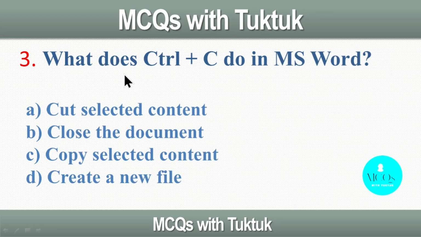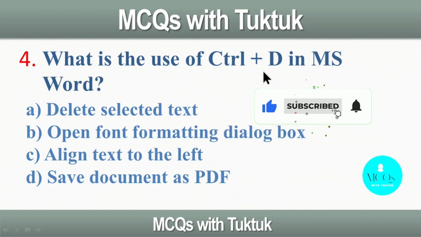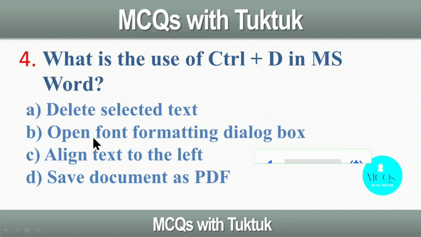Number 3. What does Ctrl plus C do? When you select some text and press Ctrl C, it will copy the text. So Ctrl A, select all, Ctrl B, bold, Ctrl C, copy. Next, Ctrl plus D will open the font formatting dialog box. To open this font formatting dialog box, you have to press Ctrl D.